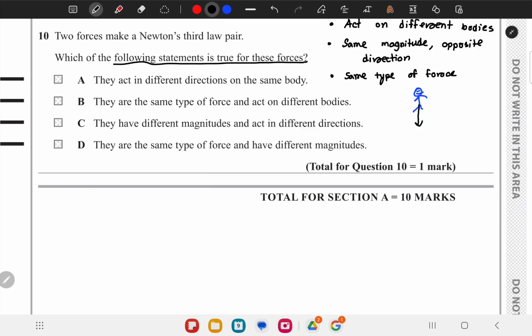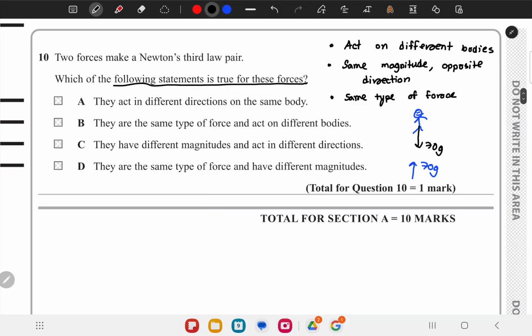So if earth is giving me a force, I am also pulling earth with an equal force. So if I have a weight of 70 g, I'll pull the earth with an equal force of 70 g. So they're acting on different bodies. One is acting on me, the other one is acting on earth. They have the same magnitude and opposite direction, and they're the same type of force. So the force that earth exerts on me is a gravitational force. The force that I exert on earth is also a gravitational force.